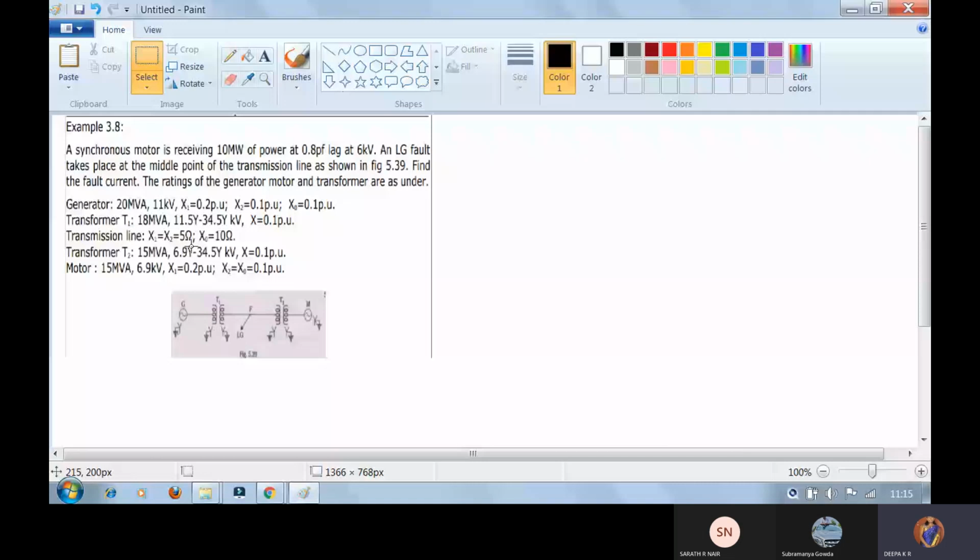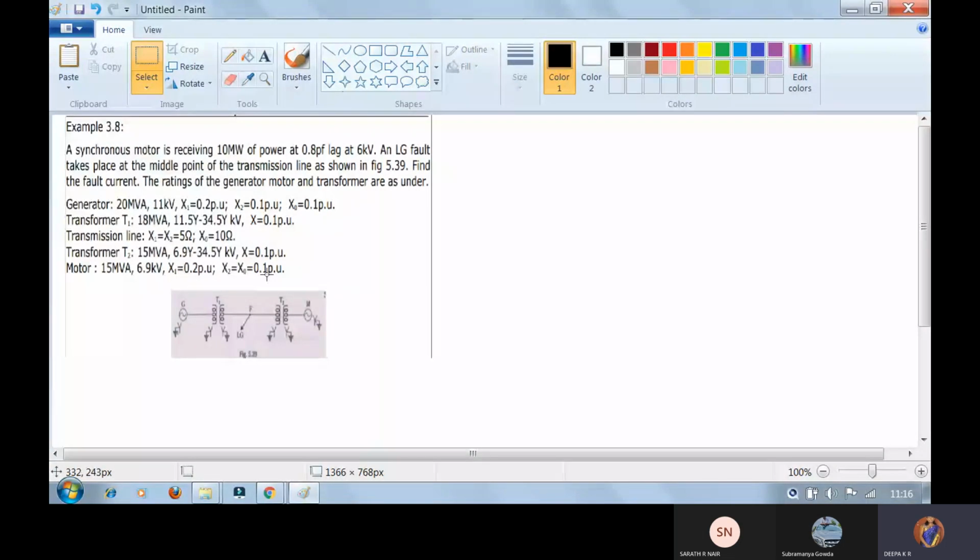Then go to transformer 2, T2. Rating has been changed, that is 15 MVA. Windings have been given 6.9 kV star to 34.5 kV star. And the reactances of transformer 1 and transformer 2 are common, 0.1 per unit. And the last one connected is the motor. Motor rating is 15 MVA, 6.9 kV, and the positive sequence reactance is 0.2 and the negative and zero sequence have been given 0.1 per unit.